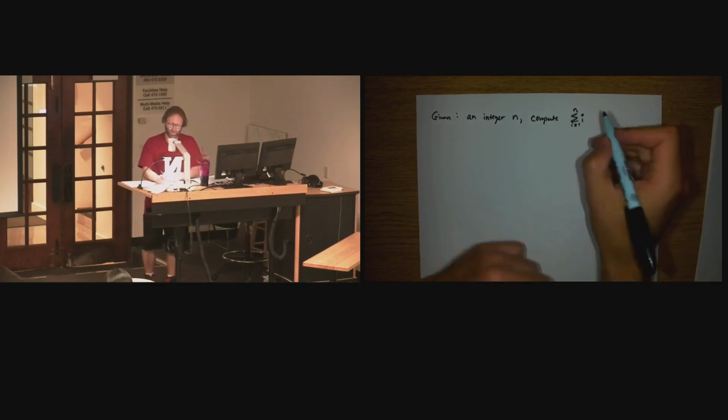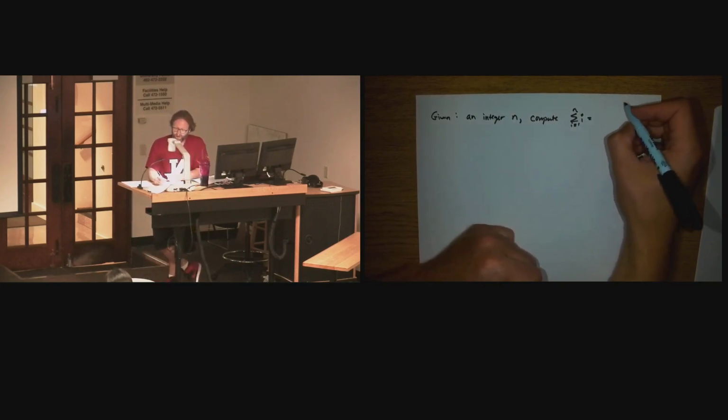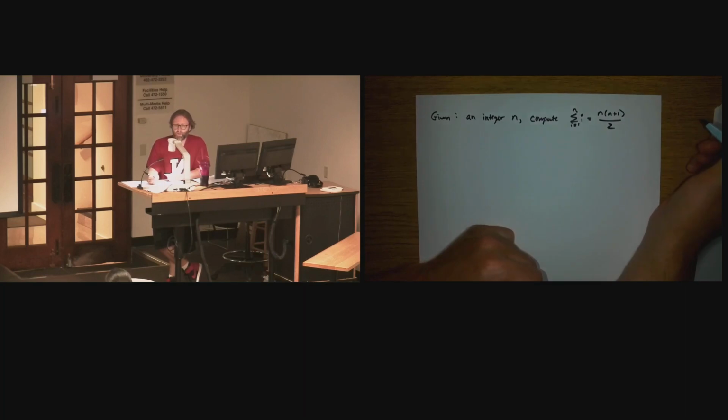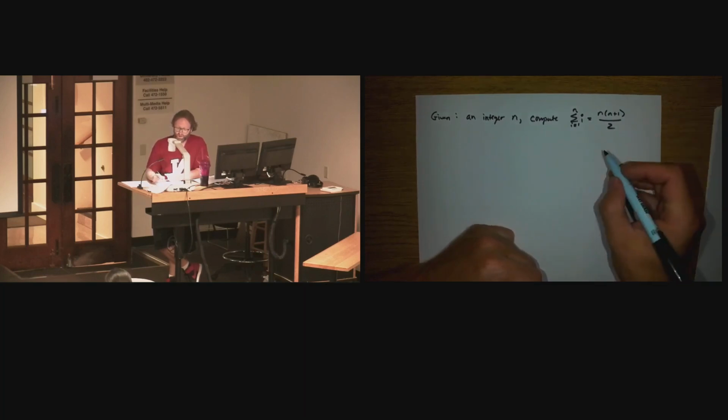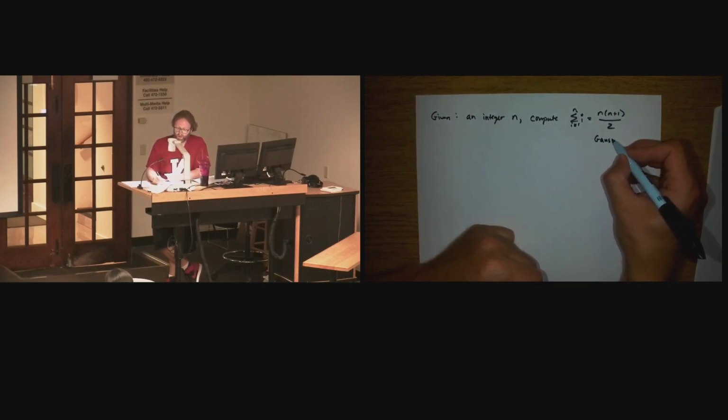Well, remember, you have done this before. Why do I mention it? What is the summation of natural numbers 1 up to n? By now you should have it memorized. n times (n plus 1) over 2. This is what? Gauss's formula.